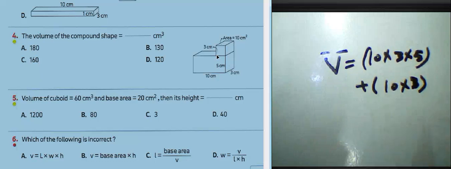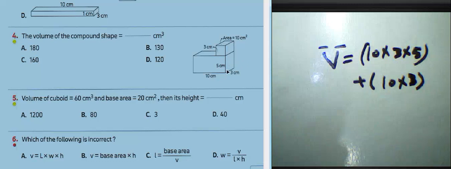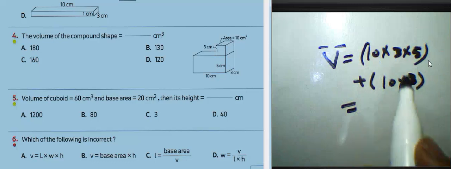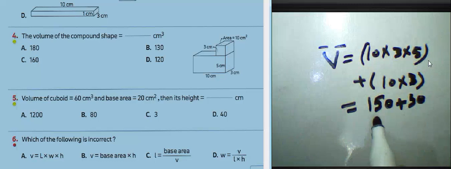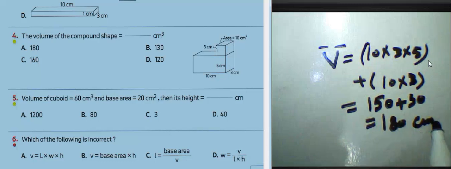Okay, understood? In this example, we can find the volume of the base and the top. The base, length times width times height, equal 10 times 3 times 5, equal 3 times 10 equal 30 times 5 equal 150. Now 3 times 10 equals 30. The result will be 180 cubic centimeter, the total volume.